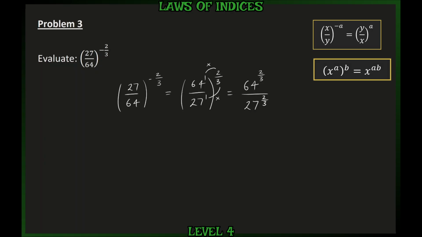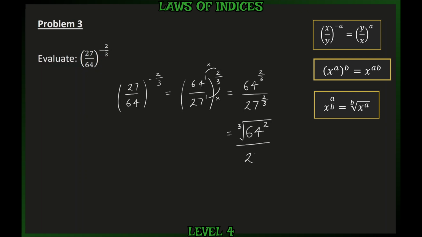Now, since we have fractions in both numerator and denominator, we can use this law, which tells us that the numerator of each fraction is our power and the denominator is the root. So we can rewrite 64 to the power of 2/3 as 64 to the power of 2, cube rooted. And we can also write 27 to the power of 2/3 as 27 to the power of 2, cube rooted.